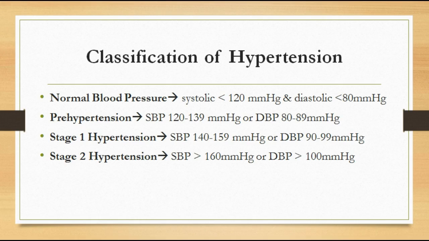So normal blood pressure is 120 over 80 or less. Pre-hypertension is when the systolic is 120 to 139, or the diastolic, the lower one, is 80 to 89. Stage 1 hypertension is when the upper one, systolic, is 140 to 159, or the diastolic, the lower one, is 90 to 99. Stage 2 hypertension is when the upper one, systolic, is greater than 160, or diastolic greater than 100.